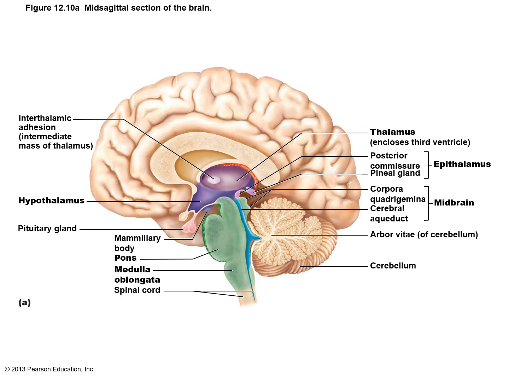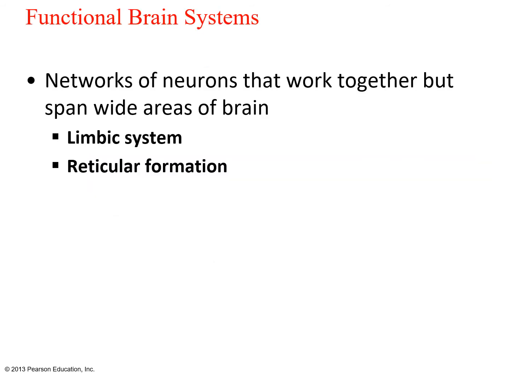Okay, so here we have the portions of the brain that we've learned about: the diencephalon, which is the thalamus, the epithalamus, and the hypothalamus; the brainstem, which is the midbrain, the pons, and the medulla oblongata, and the cerebellum. There are brain systems that span wide areas of the brain that are not localized to any of the four major regions that we have covered. And these are the limbic system and the reticular formation.